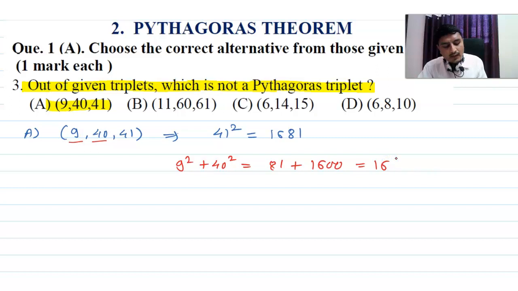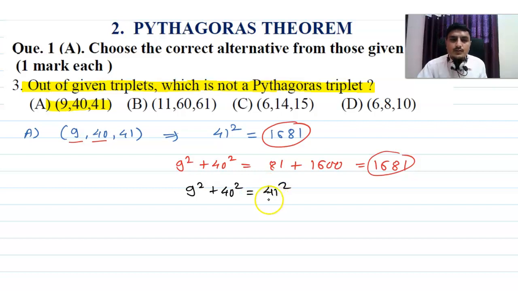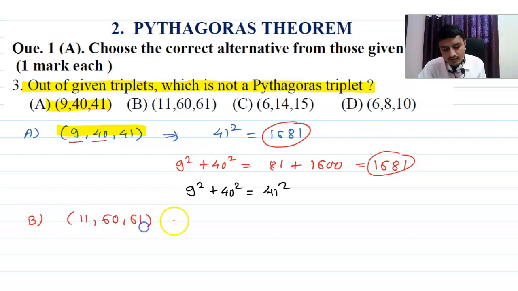Once we add them up, we get 1681, which is exactly equal to 41 square. So here we can write 9 square plus 40 square is equal to 41 square. So it satisfies the Pythagoras theorem. That means the given three numbers 9, 40, 41 are a Pythagorean triplet. Look at the next choice code, B. It is of the form 11, 60, 61.